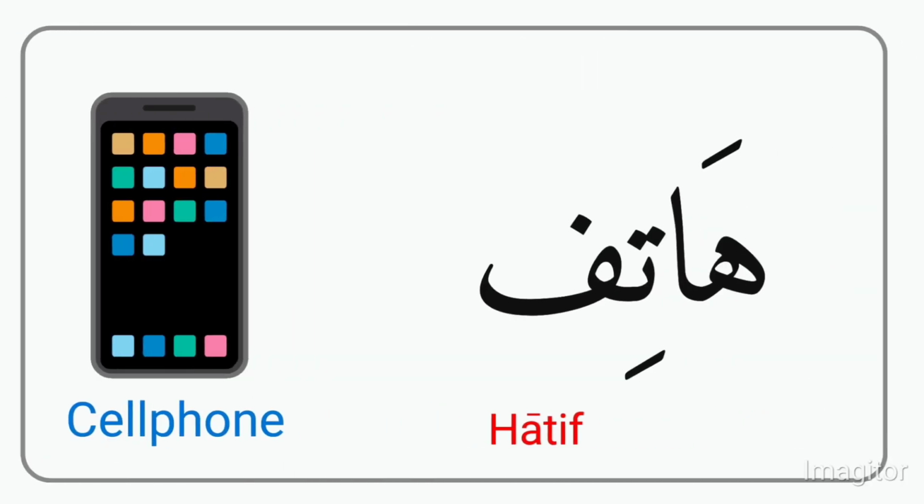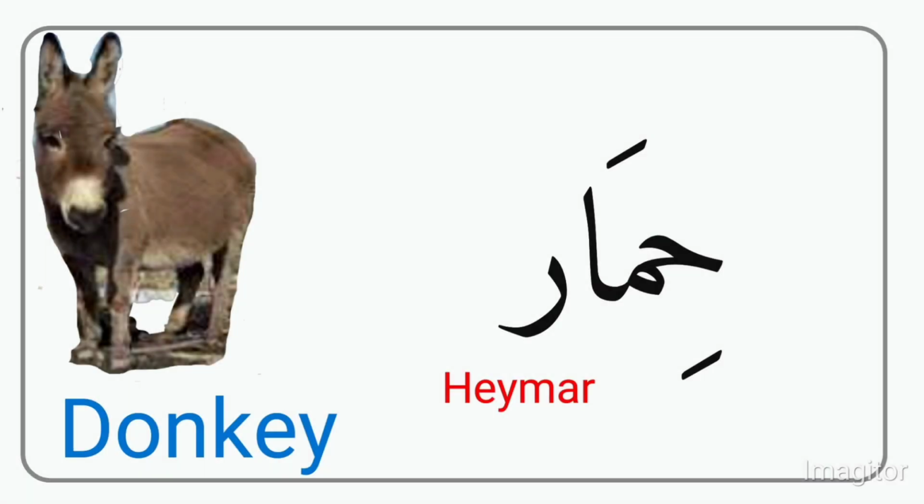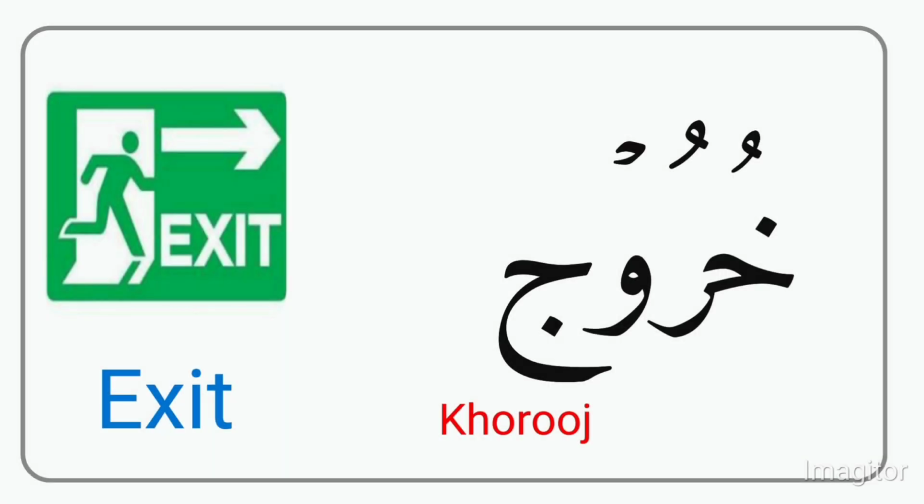In Arabic language, cell phone is called hatif, while donkey is called حمار, and the exit is called خروج. Dear learners, do you see how we can form a complete word using short and long Arabic vowels?